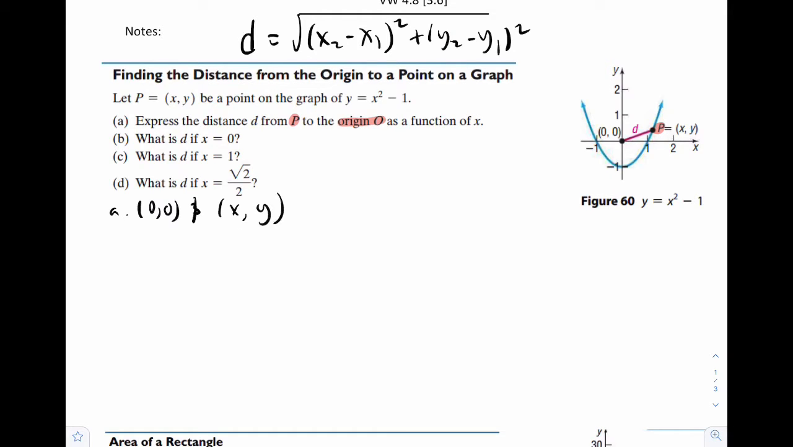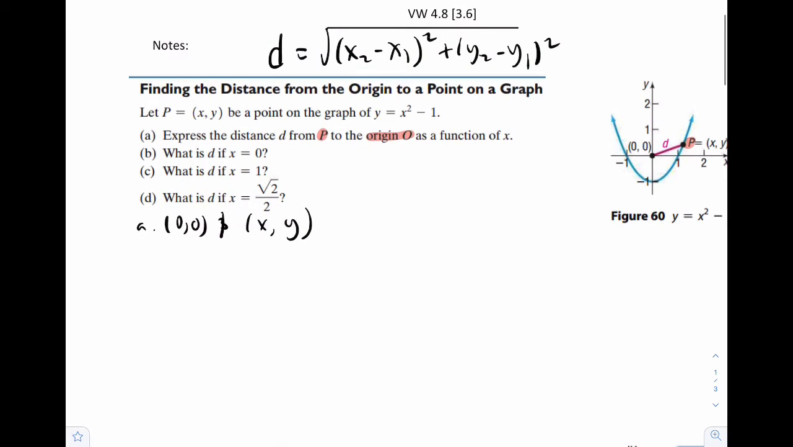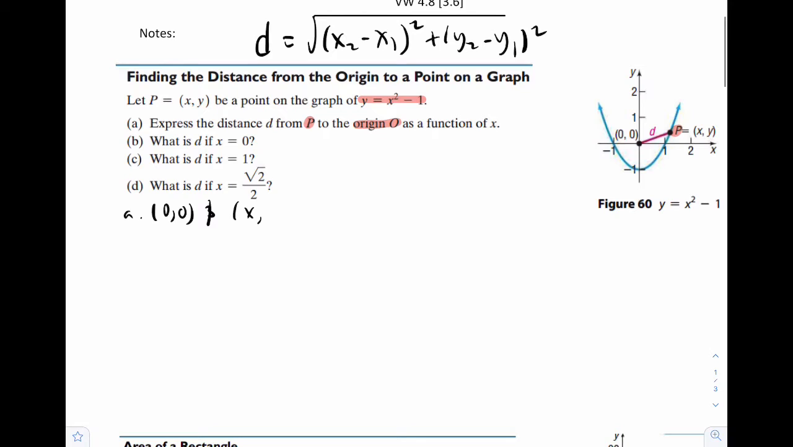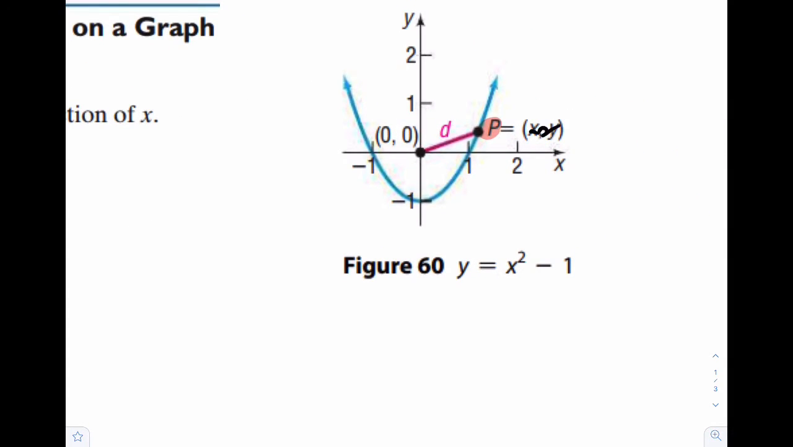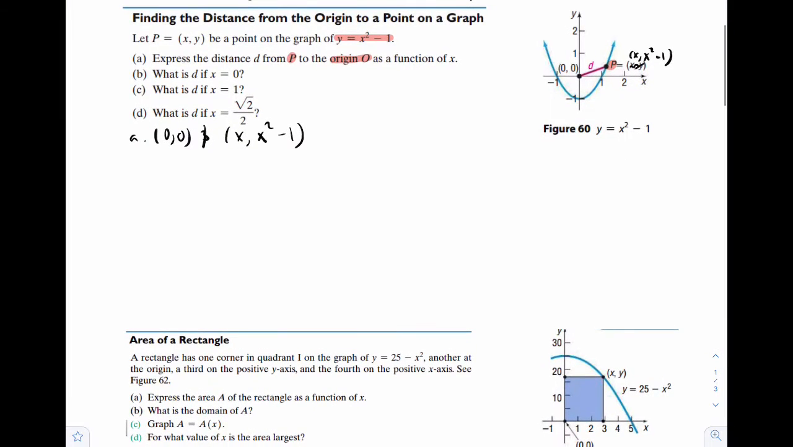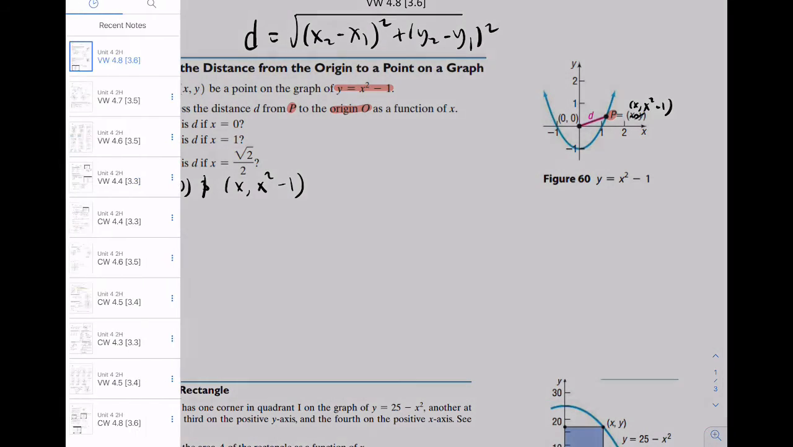Now we talked about this a long time ago, but (x, y) isn't very useful because that's two variables. So what we're going to do is use the formula they give us. That's really important. Instead of (x, y), we're going to write (x, x squared minus 1) because that is the y coordinate. That's a better way to think about this. So again, we're going to erase that and think of it as (x, x squared minus 1). And now it generates a nicer pair of coordinates that is in terms of x. Now let's plug it into our formula.